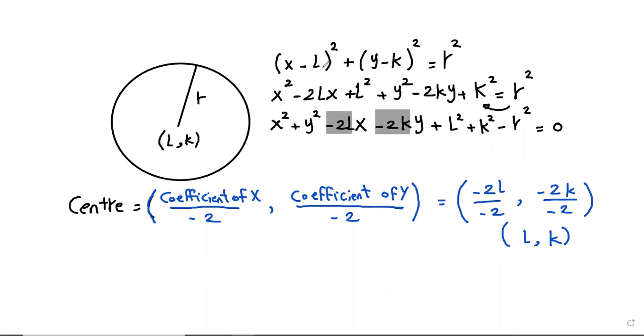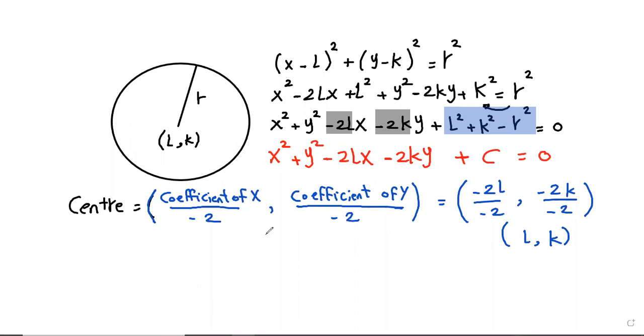We can write, instead of L to the power of 2 plus k to the power of 2 minus r to the power of 2, we can write c. Okay, because L to the power of 2 is a value, k to the power of 2 is a value, minus r to the power of 2 is a value. All of these numbers together we can write instead as c. So what is the equation of the circle? It's x to the power of 2 plus y to the power of 2 minus 2Lx minus 2ky plus c equals 0.